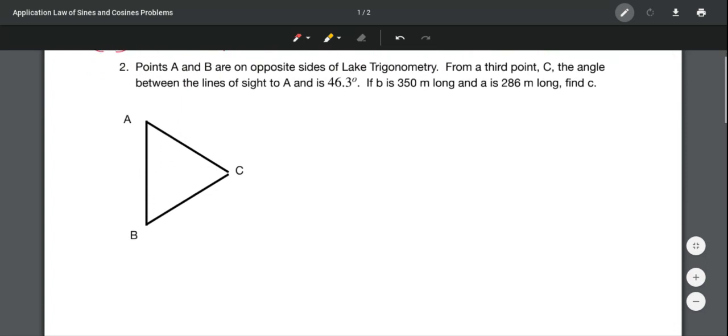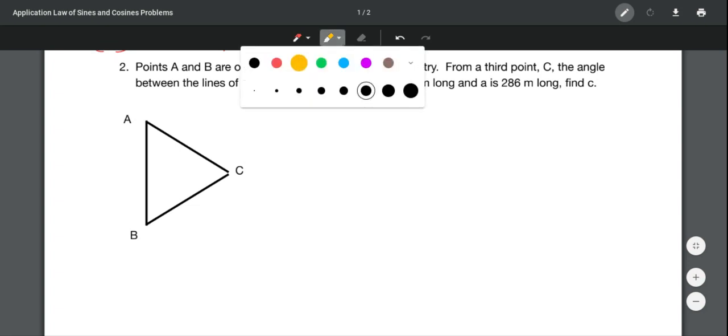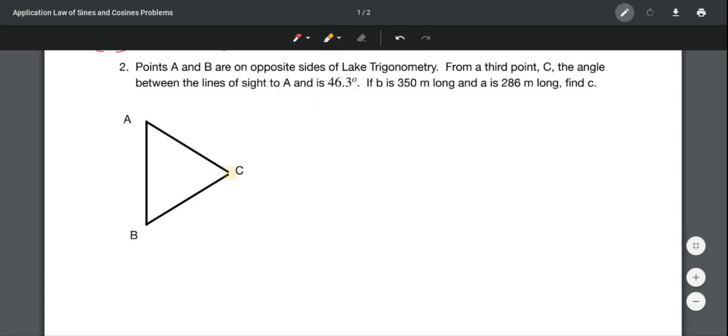Problem 2 says we have points A and B on opposite sides of a lake. From a third point C, the angle between the lines of sight to A is 46.3. So they're saying that if I'm standing at C, the angle between C and the line of sight to A, this angle right there, would be 46.3 degrees. So that would be the measurement of 46.3. Let me fix that.